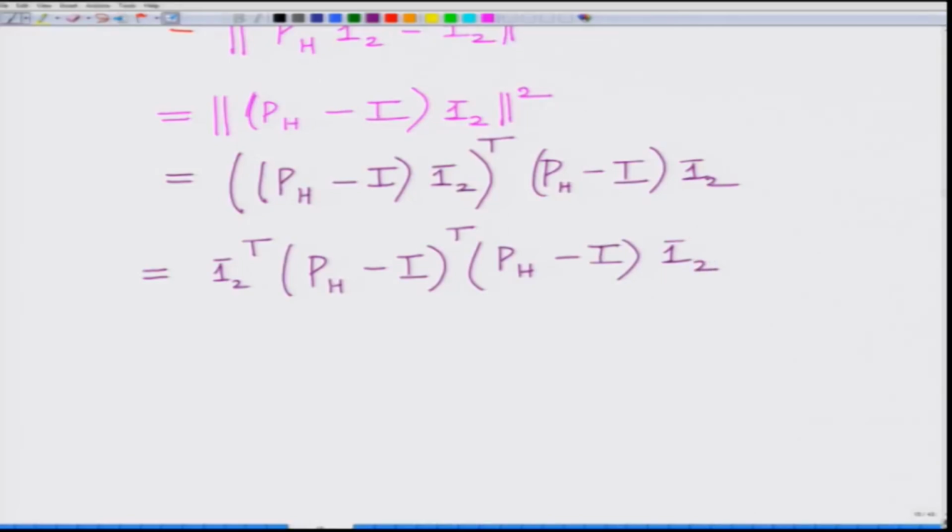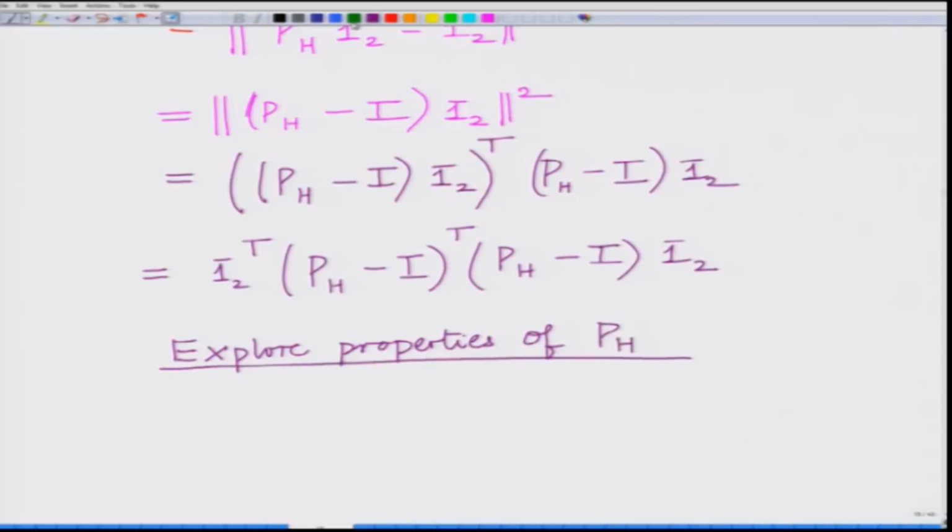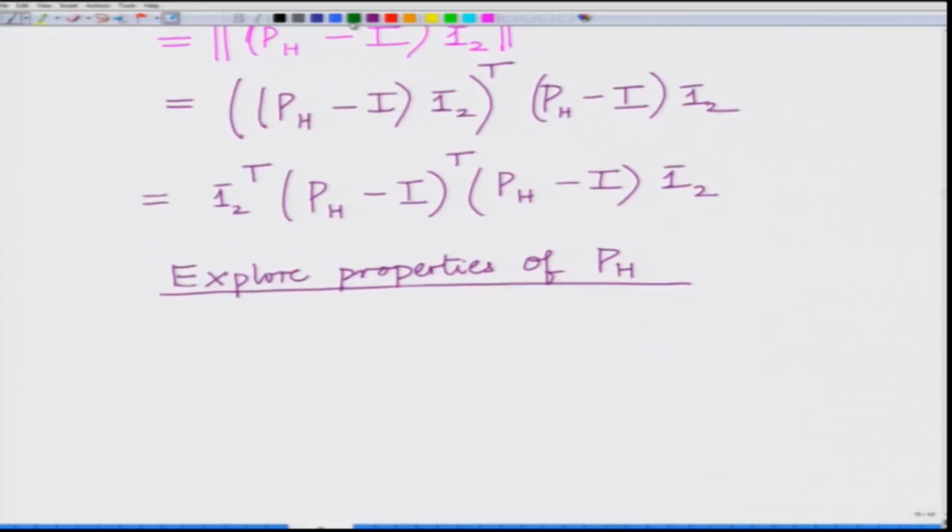And at this point what we said is we want to explore the properties of this projection matrix PH, which is the projection matrix of H transpose. We wanted to explore the properties of this matrix PH. Okay. So, we want to explore properties of PH, and we said that PH satisfies the following two properties.